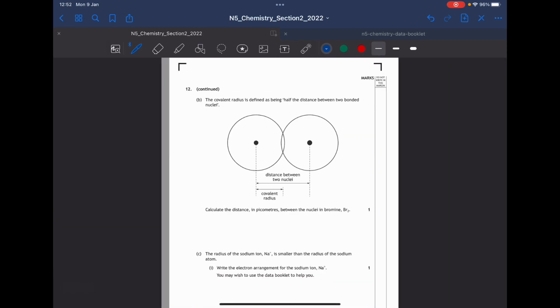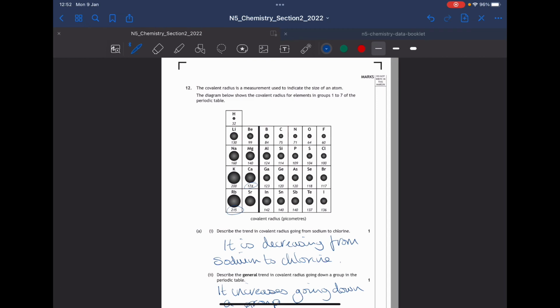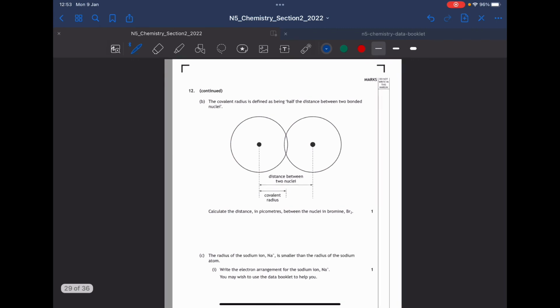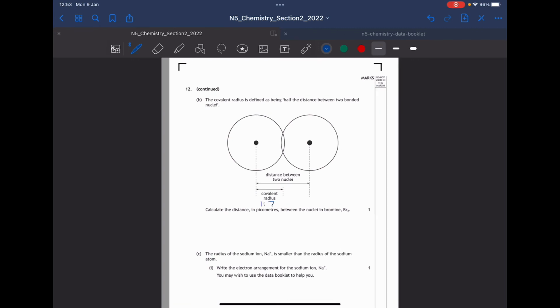So 12b, the covalent radius is defined as being half the distance between two bonded nuclei. Calculate the distance in picometers between the nuclei in bromine. So if we go back to this table, it's telling us the covalent radius of bromine is 117. So that means this is 117. So if we want the distance between the two nuclei, we just have to times that by 2. So that would give us 234. And you don't need to put the units because they're in the question, but you can always copy them anyway as good practice.